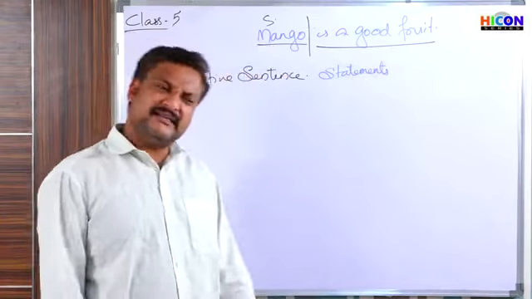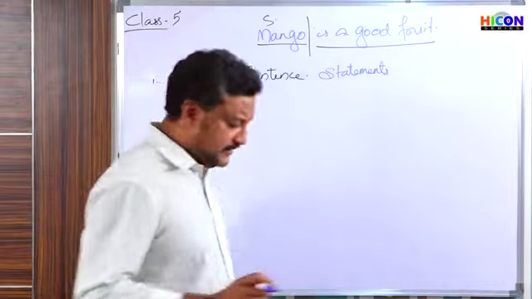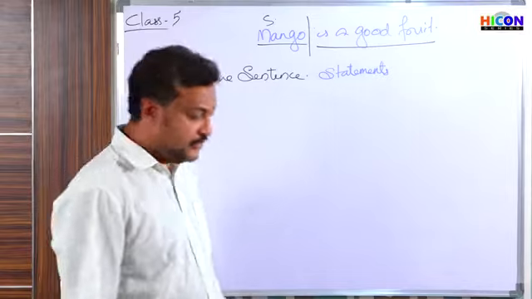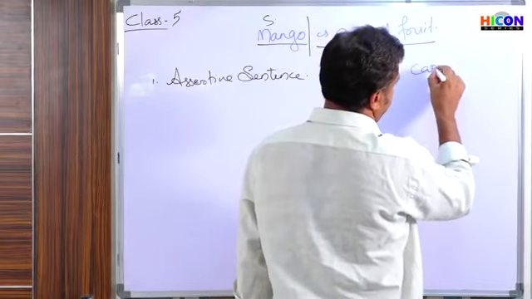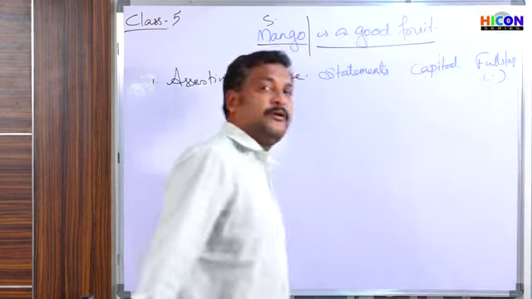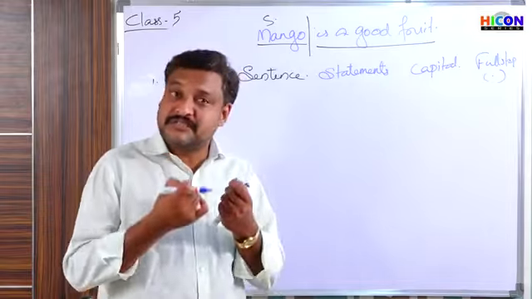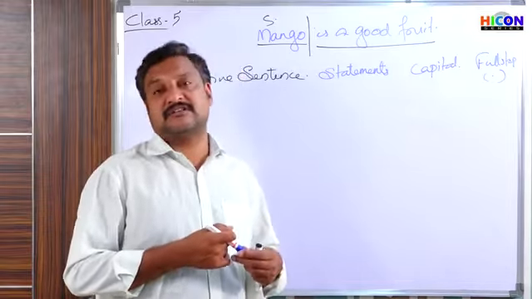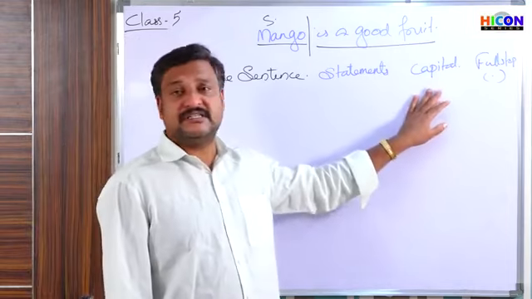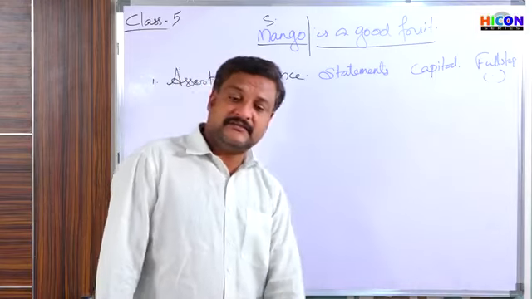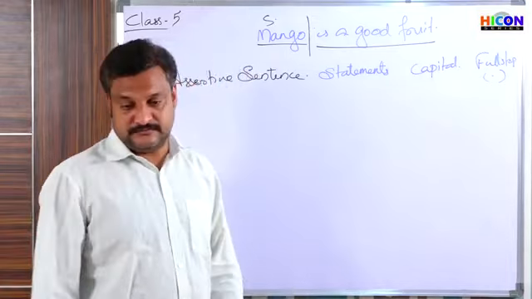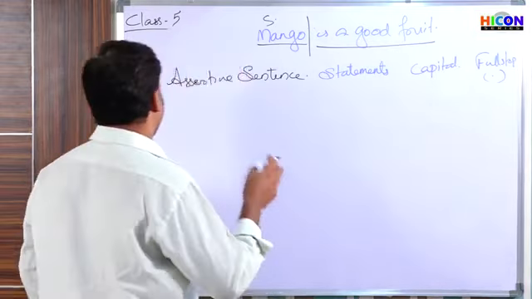Assertive sentences are very simple statements, usual ordinary sentences, just like what we said just above here. Mango is a good fruit. It's a simple statement. They start with a capital letter, end with a full stop. Right? So, assertive sentences are ordinary statements that we make about something. They will have a subject and a predicate, and they start with a capital letter and end with a full stop.